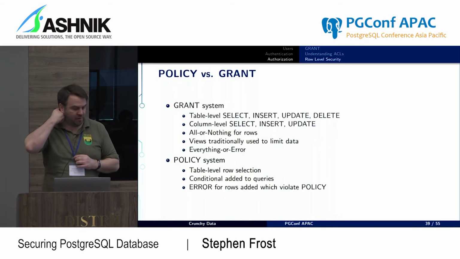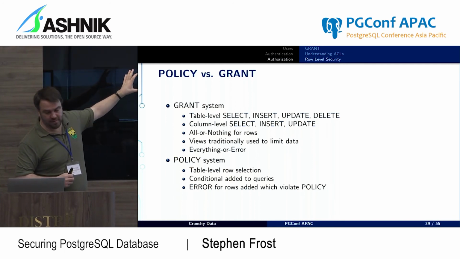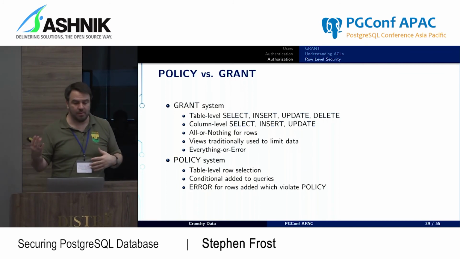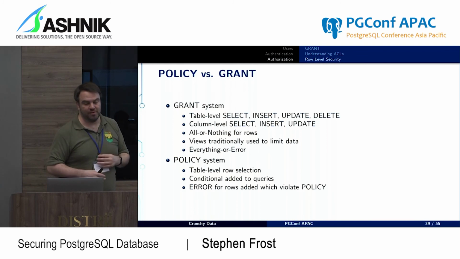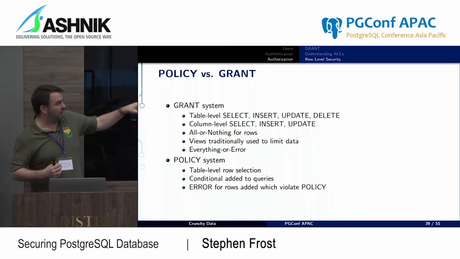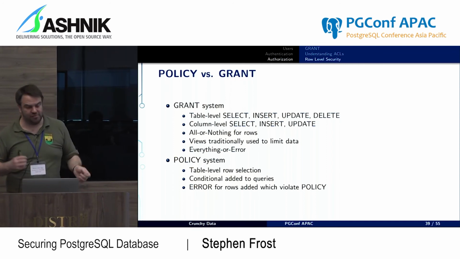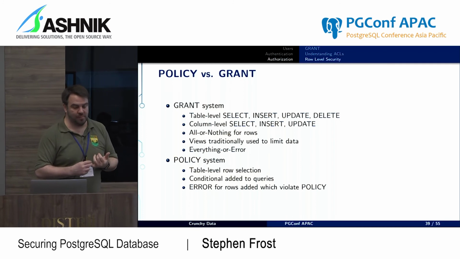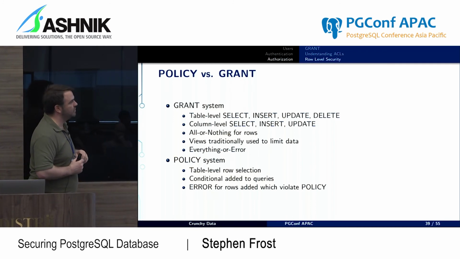So here's how the policy and grant systems interact, right? The grant system here is table level and column level, and it's all or nothing, right? And you typically would use views to limit the data. But with the policy system, you can do table level row selection, right? And it's basically a conditional that gets added to the queries. And then we get errors back for any rows that you attempt to add which violate the policy.